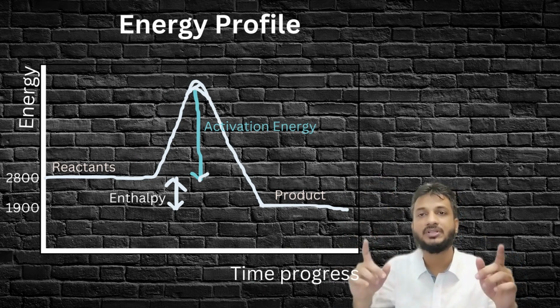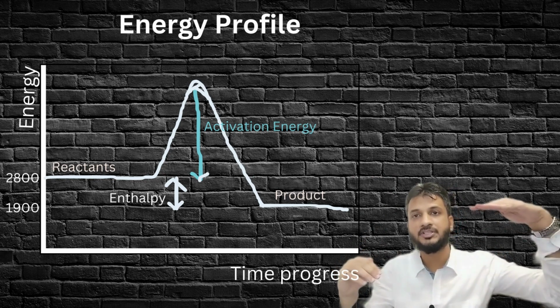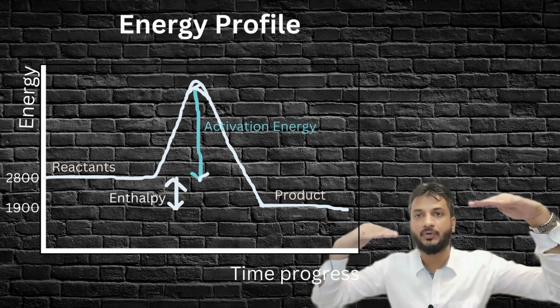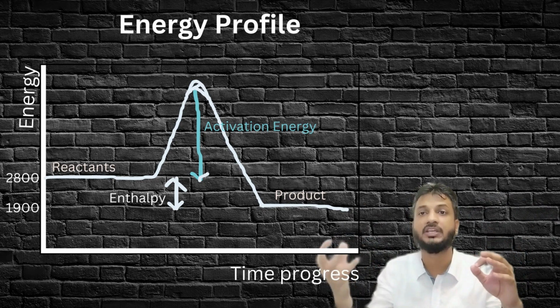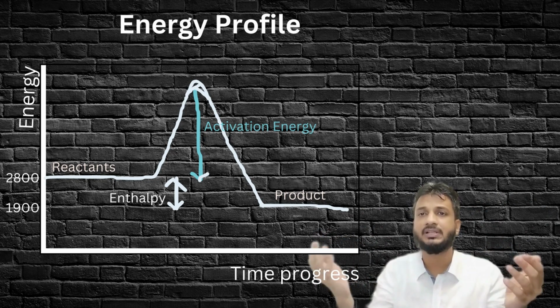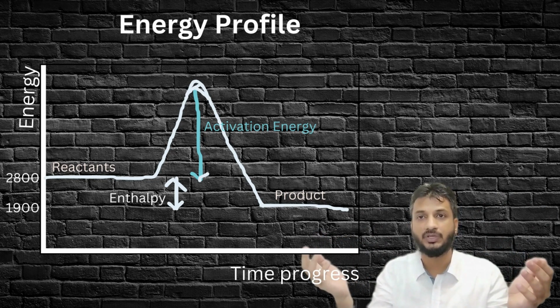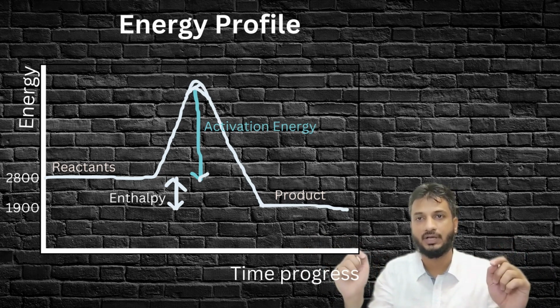This peak represents activation energy. And the difference between the reactant and product height is called the enthalpy, or the heat change of this process. We will detail this enthalpy in our later videos. But for now, you should know these are the labels in the graph.